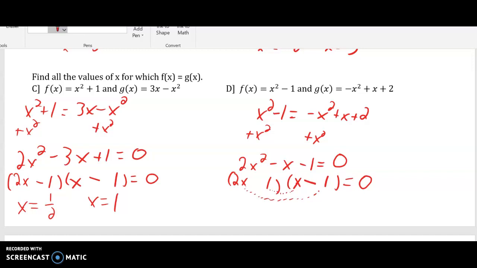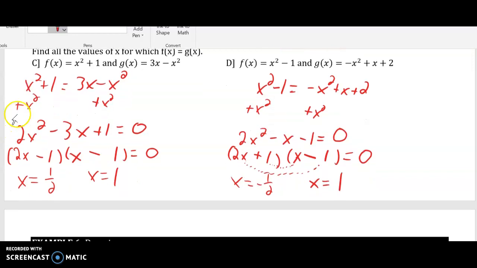So this needs to be negative. That needs to be positive. Remember, the signs have to be different, so you can't have them be the same. The bigger number, so this is 2, and that's 1. So that has to be negative. So we finish by solving. This is a negative 1/2, and this is 1. So those are our two answers that make that true.